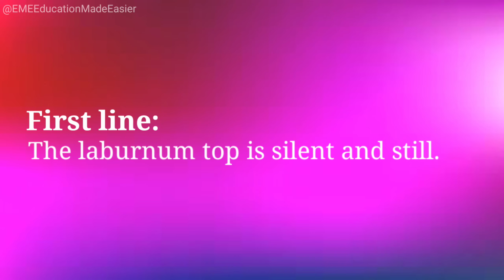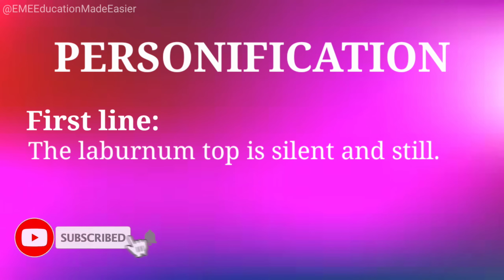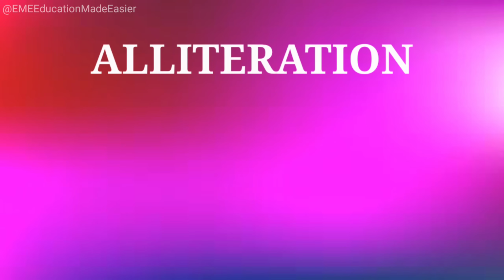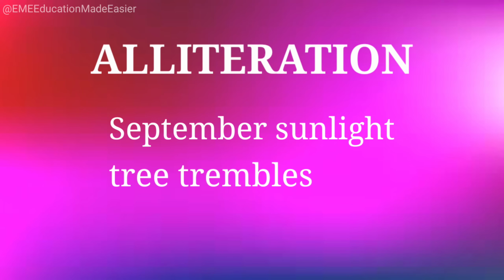Now look at the first line of the poem. It begins with, "The laburnum top is silent and still." So here we see that the poet has used personification. There is one more place where personification is used when the poet says, "The whole tree trembles and thrills." Then there is the usage of alliteration in the words September sunlight, where the S sound is being repeated, and the tree trembles. Here the sound of T is being repeated.